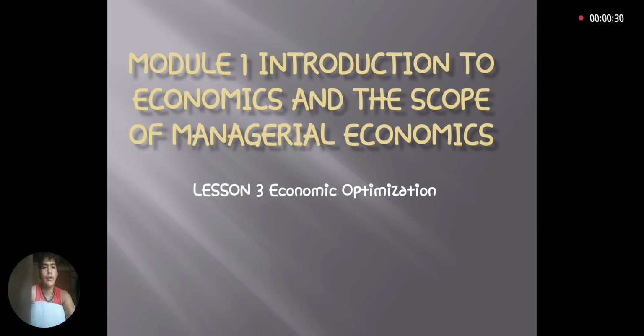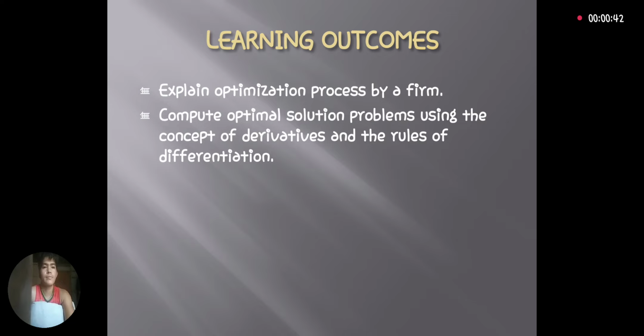So we are here now at Module 1, Introduction to Economics in the Scope of Managerial Economics. Lesson 3, Economic Optimization. The learning outcomes: to be able to explain the optimization process by a firm, and compute optimal solution problems using the concept of derivatives and rules of differentiations.